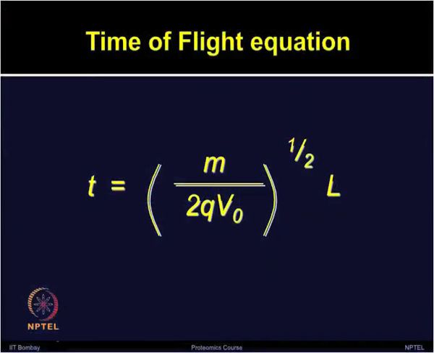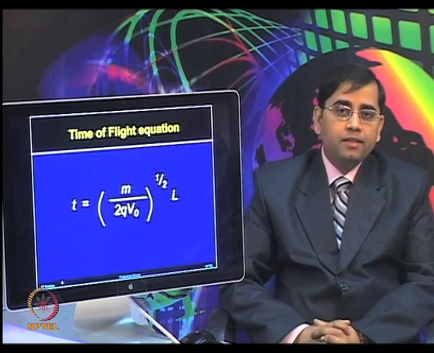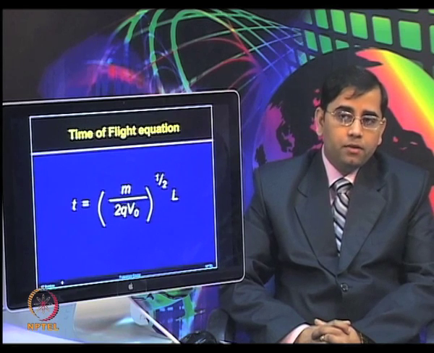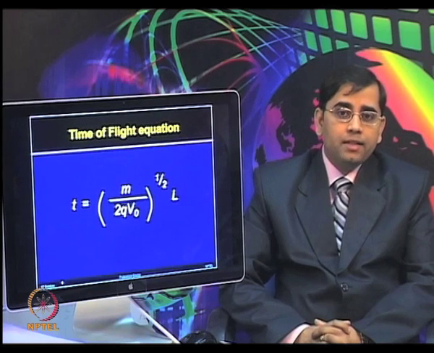The time of flight of a charged ion can be calculated by using the equation shown in this slide. The flight time is directly proportional to the square root of the mass of the ion. In this equation, T represents the time of flight, m is the mass of the ion, q is the charge on the ion, V0 is the accelerating potential, and L is the length of the flight tube.